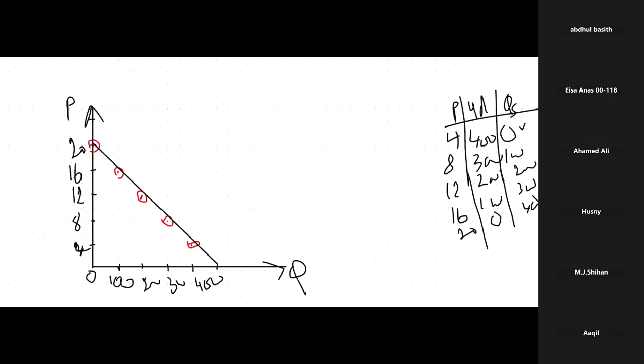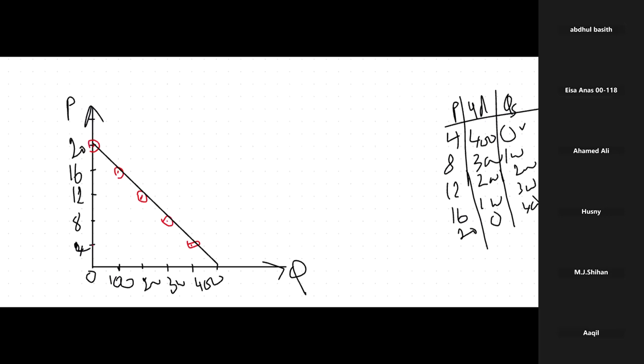Okay, so I'm doing it a little faster because this is the way I should do. And in case you have any issues in following, please tell me, I can reduce the speed. Right. So the demand curve has been drawn.